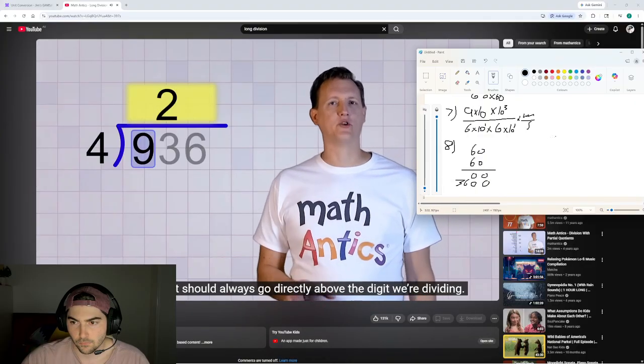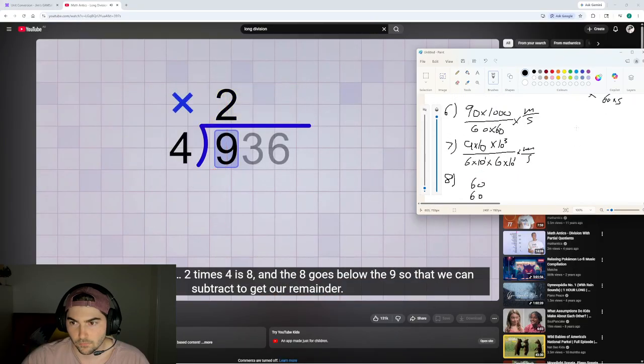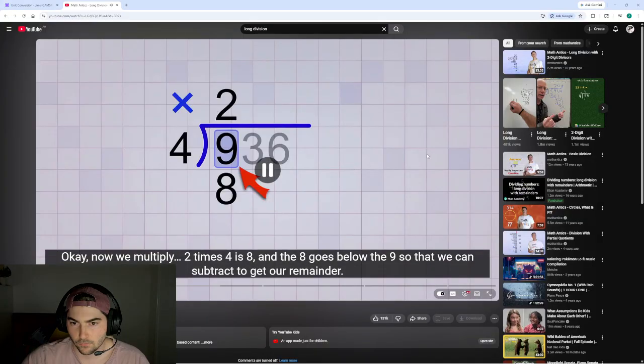Where exactly do we put it? Well, the answer digit should always go directly above the digit we're dividing. Since we're dividing the digit 9, our 2 should go right above the 9. Okay, now we multiply. 2 times 4 is 8, and the 8 goes below the 9 so that we can subtract.